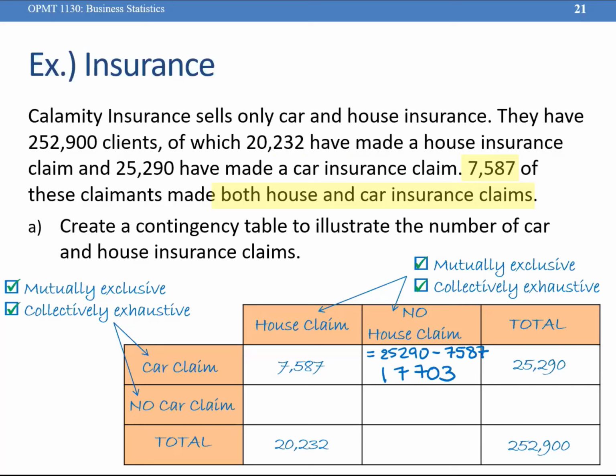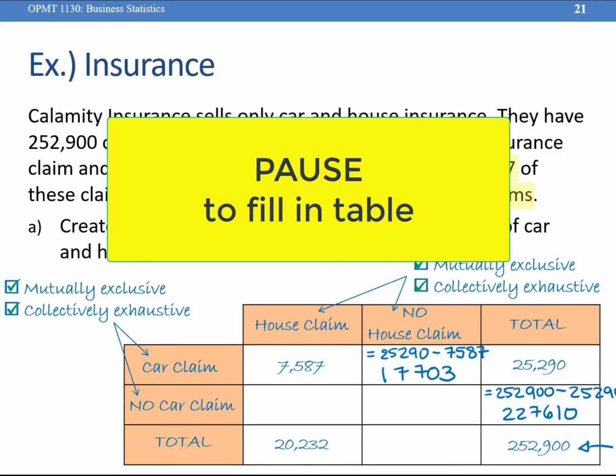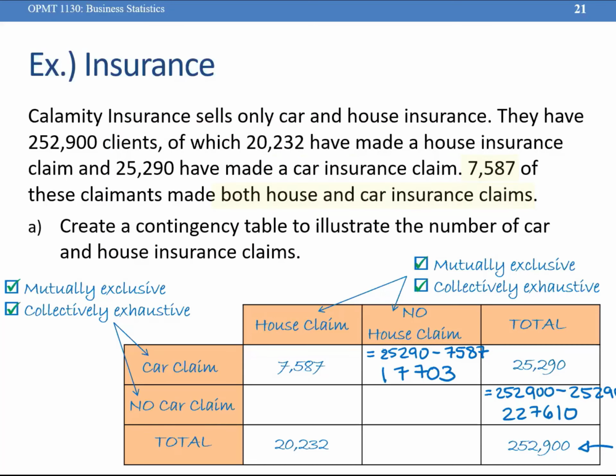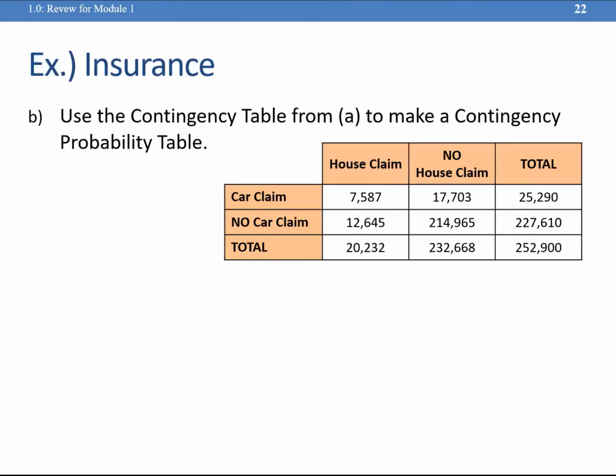Now, similarly, these two cells should total up to give me 252,900. So I would write equal to 252,900 minus 25,290, giving me 227,610. And I would continue to fill in the cells accordingly. So I'm going to let you do that. And what you should get at the end is this.